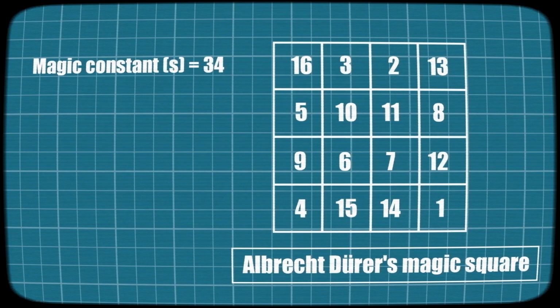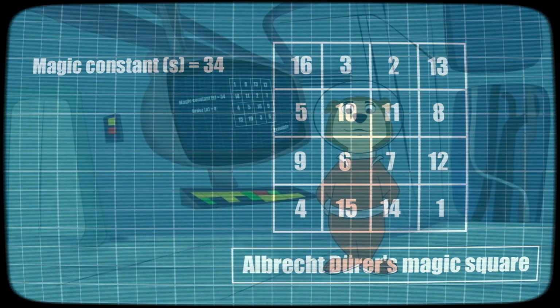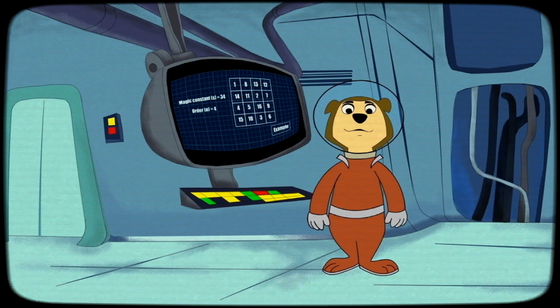But that's not all. In the two central cells of the last row, you can see the number 1514, the date when this engraving was made. Unbelievable, right? Next, we are going to show you some methods to make magic squares. So let's go! How can you make a magic square?